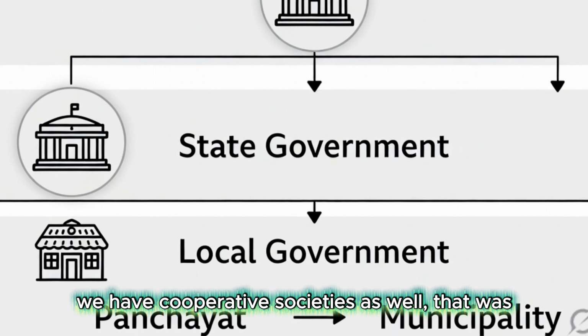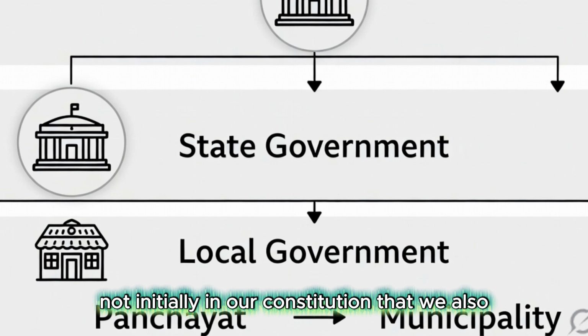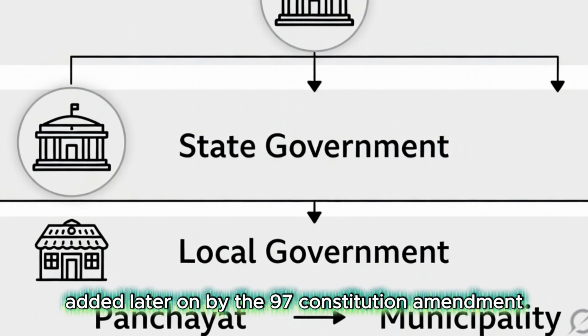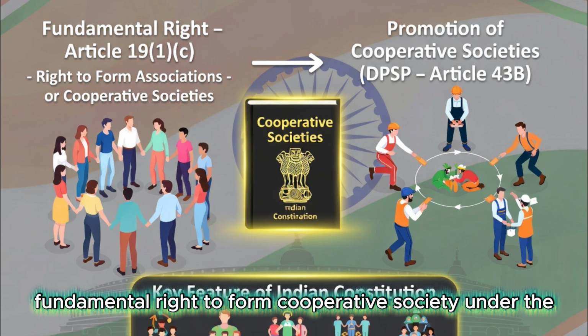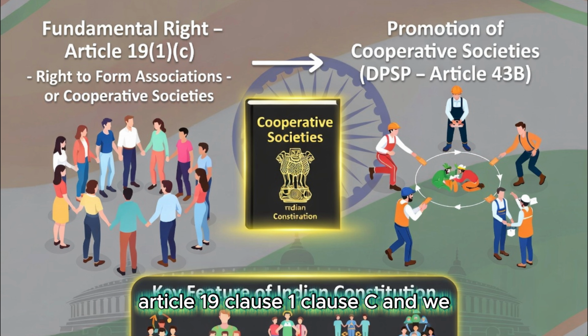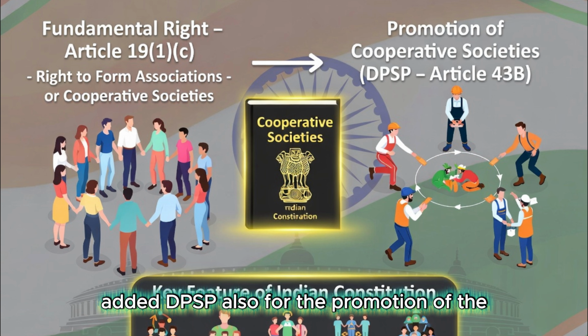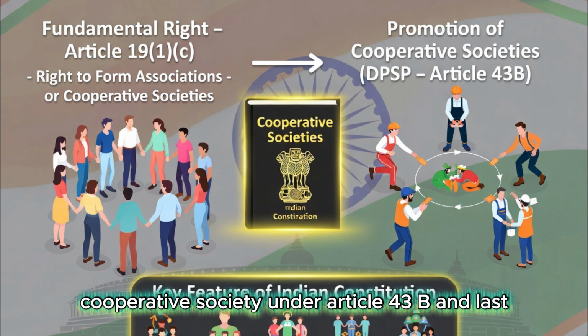And we have cooperative societies as well. That was not initially in our Constitution, and we added it later on by the 97th Constitution Amendment Act 2011. Then we added one more fundamental right to form cooperative societies under Article 19, Clause 1, Clause C. And we added a DPSP also for the promotion of cooperative societies under Article 43B.